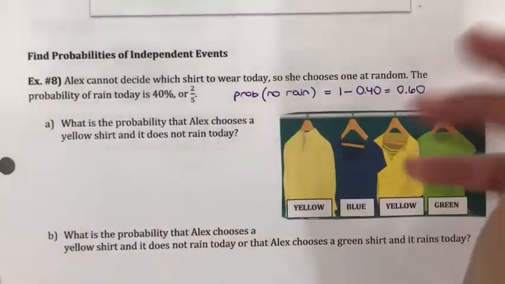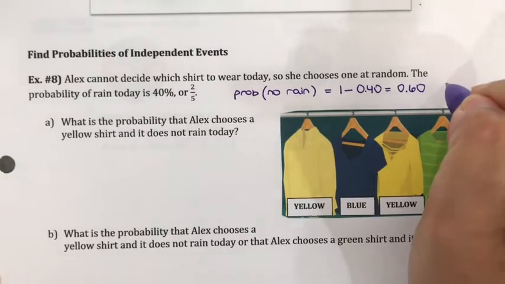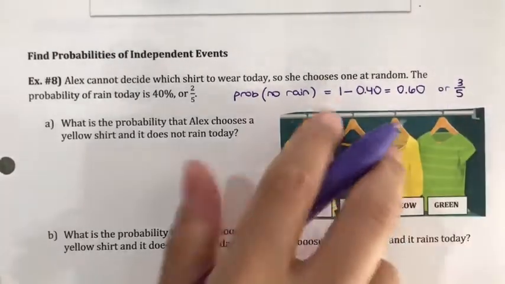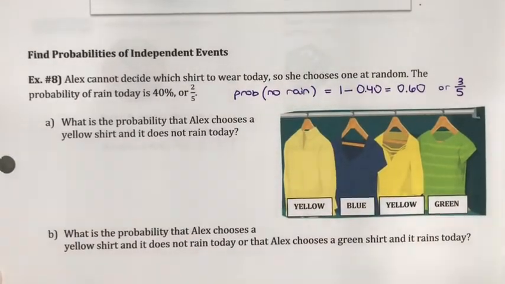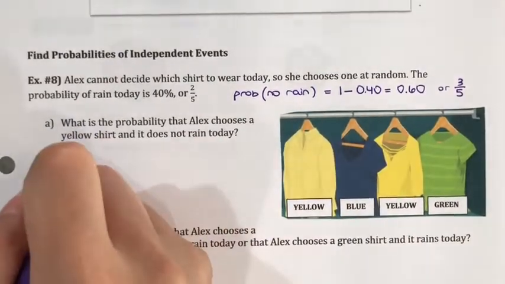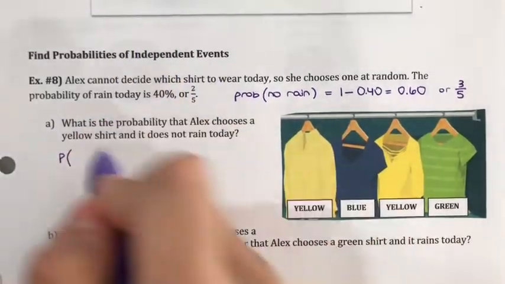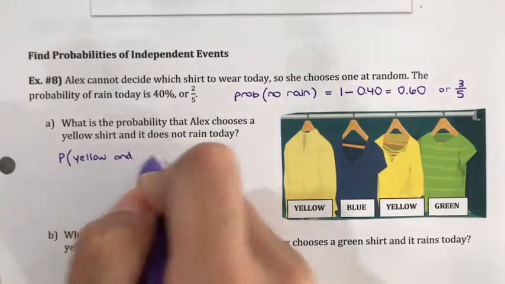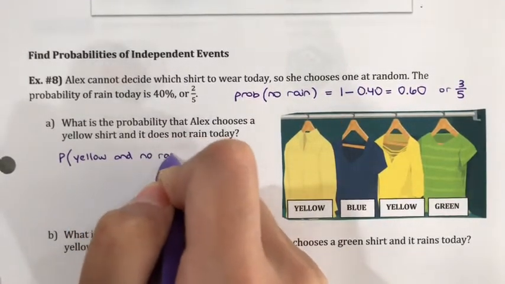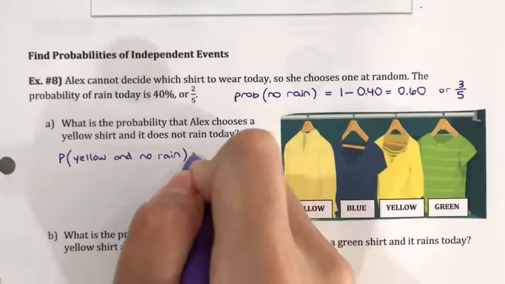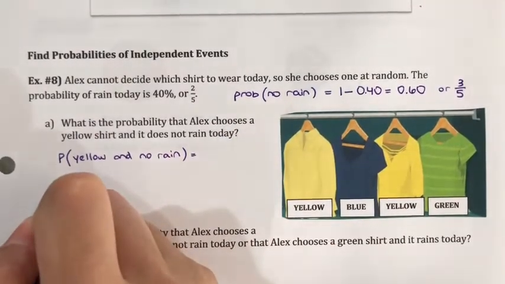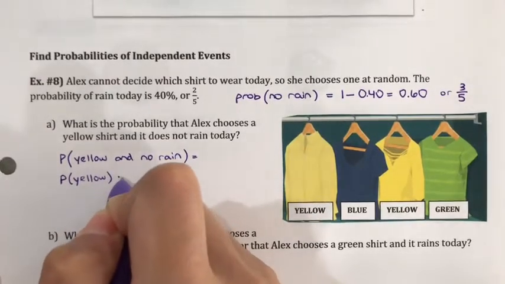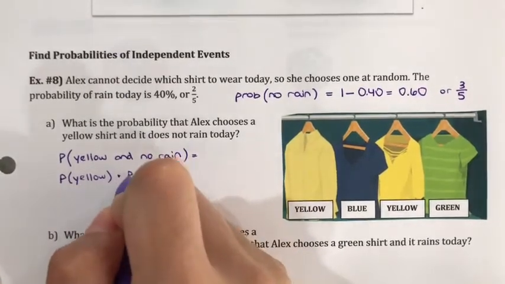Okay, so that's 3/5 if we wanted it as a fraction. And you can put that into your calculator if you want to get the fraction. So we want the probability of yellow and no rain. That would mean we've got to do the probability of yellow times the probability of no rain.